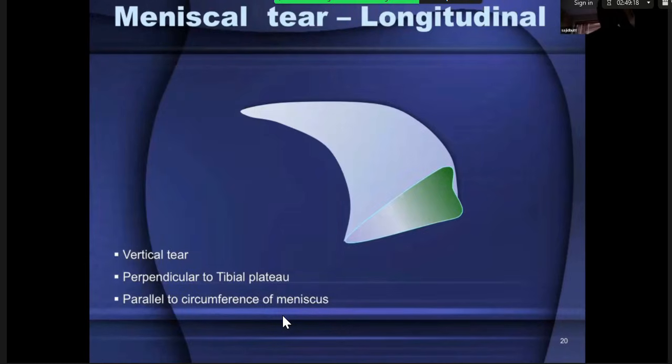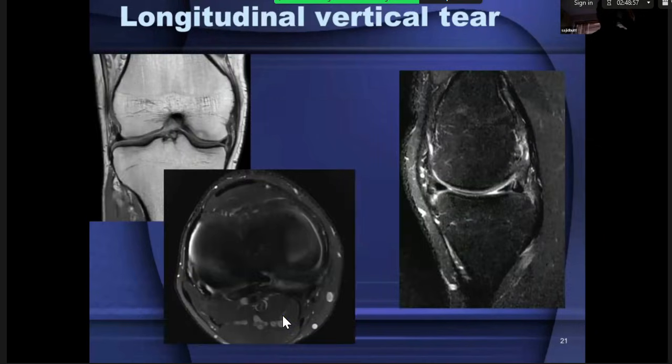The longitudinal tear, as I told you, divides the meniscal tissue into medial and lateral segments. It's perpendicular to the tibial plateau and parallel to the circumference of the meniscus. It's a vertical tear, happens in younger patients, usually post-traumatic. In a coronal image, a longitudinal tear divides it into a lateral and a medial side, beg your pardon, that's a medial side, and that's a longitudinal tear. In the sagittal plane, it will divide this posterior horn into an anterior and a posterior segment.